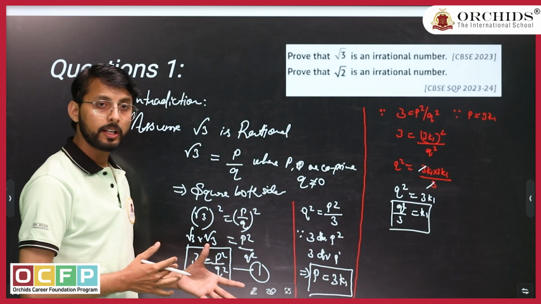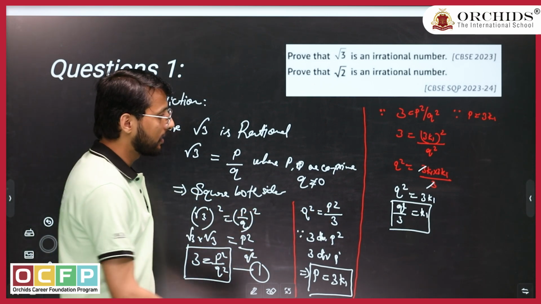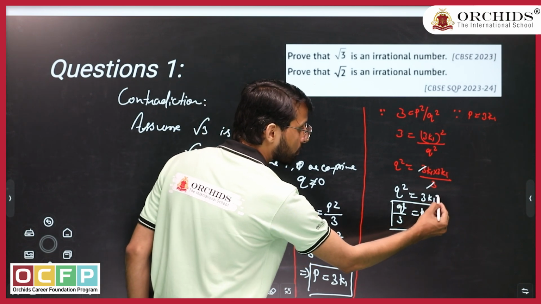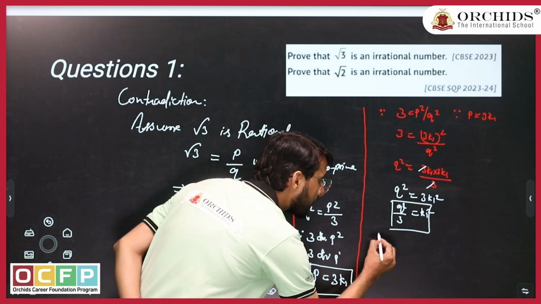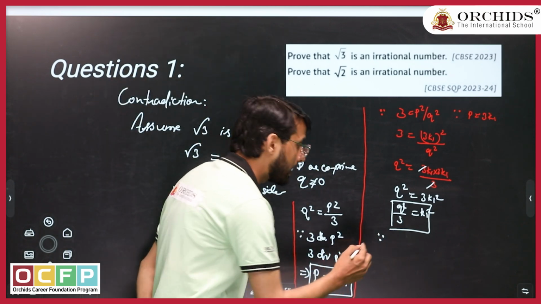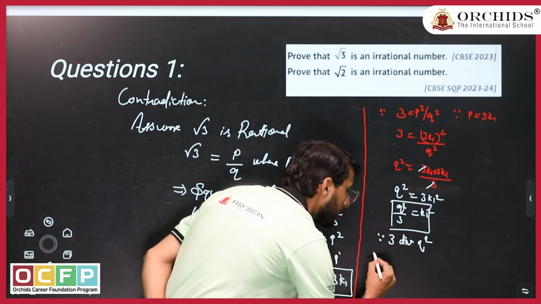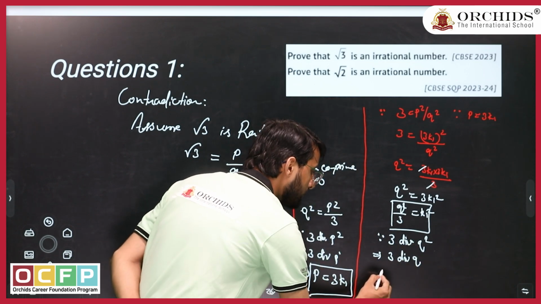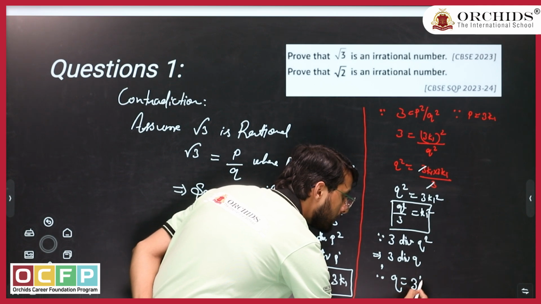Do we get any pattern? We can see here that I got q square is equal to p square by 3. This time I got k1 equals q square by 3. It means again I can apply the same theorem that 3 divides q square, which implies 3 will divide our q. Hence we can write q equals some 3 times k2.